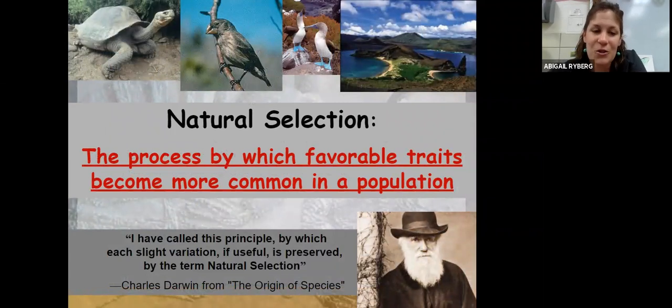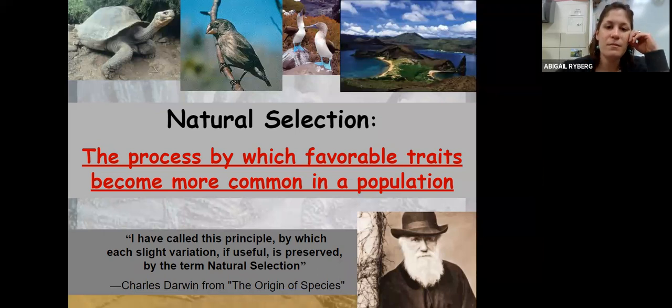He kind of coined the term natural selection. So natural selection is the process by which favorable traits become more common in a population. So an example of natural selection would be an organism, the size or shape or strength of their beak evolving to allow for it to be most suited for the food available.